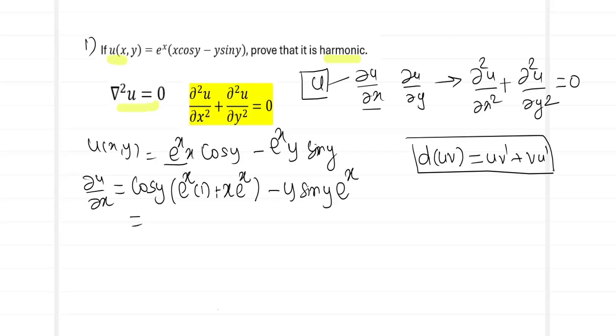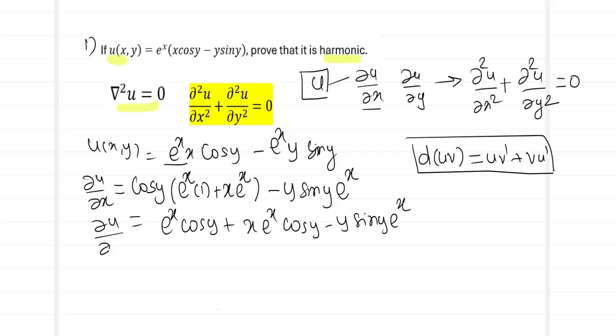So let me expand it as e power x cos y plus x e power x cos y minus y sin y into e power x. This is my dou u by dou x. Let me go for the second derivative, dou square u divided by dou x square. So I am differentiating again partially with respect to x, but which quantity? Dou u by dou x.